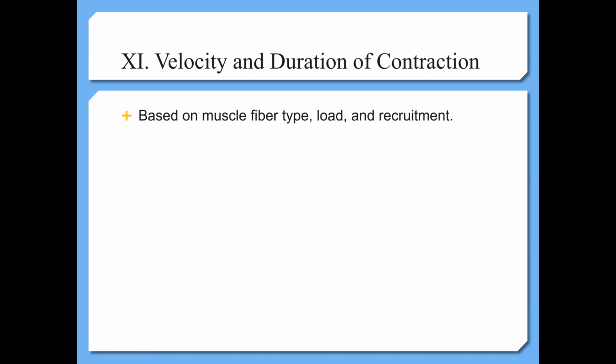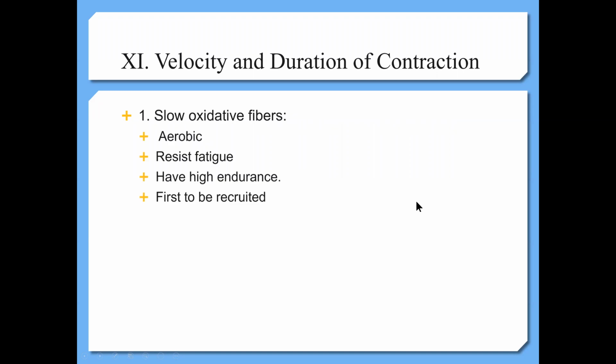Because I don't have a lot of the fibers called fast twitch fibers, okay? And those are your sprinters. Are those your tennis players? Are those your golfers that hit the ball 300, 350 yards? You've got to have a lot of fast twitch fibers to do things like that. So the velocity and duration is based on the type of muscle fiber, the load, and the recruitment.